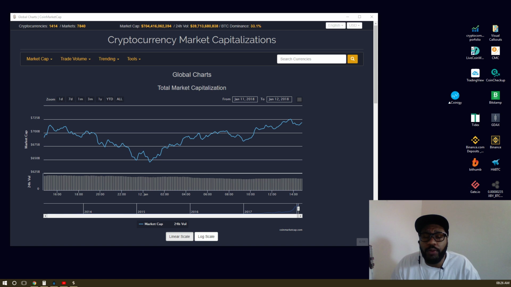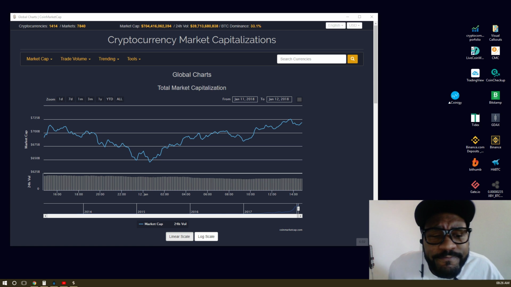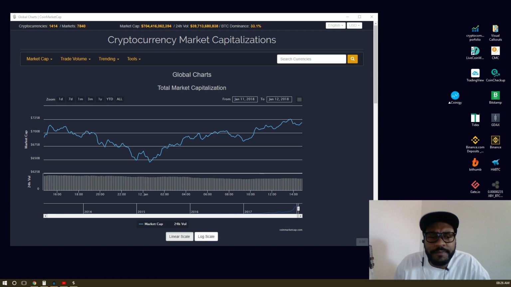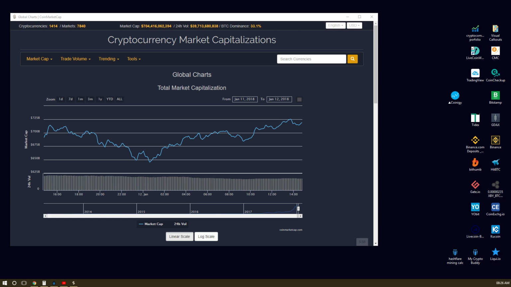My altcoin portfolio looks great. I hope yours looks great too. If you've been doing some of the trades that I've been doing, then you're probably doing good. I'm just testing that out in live mode.